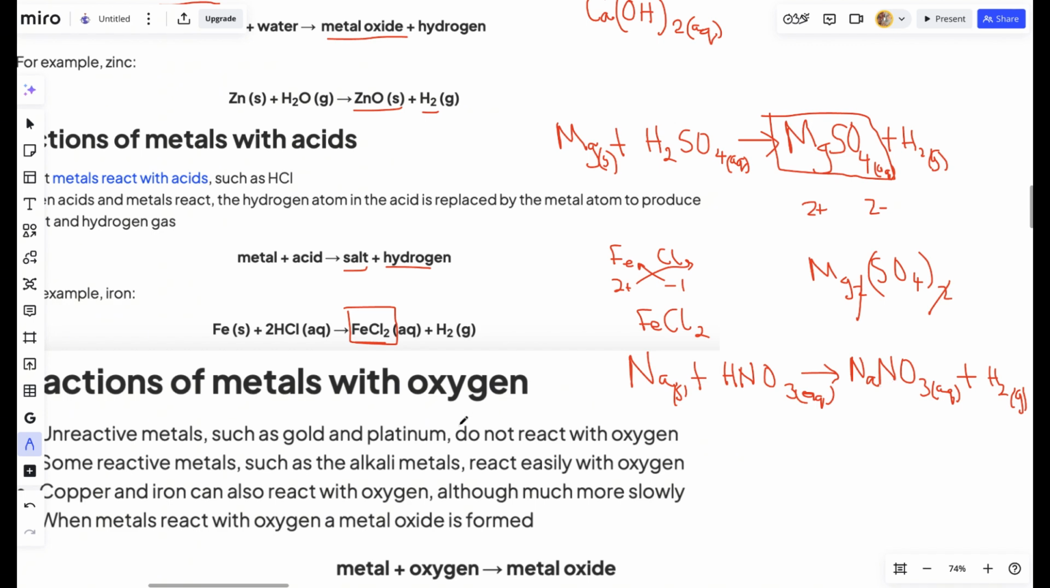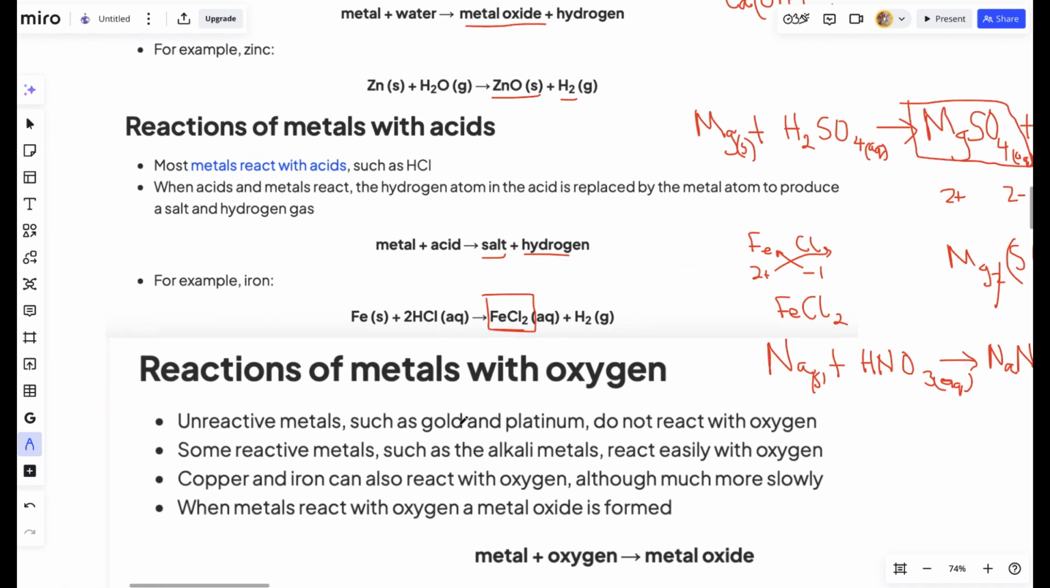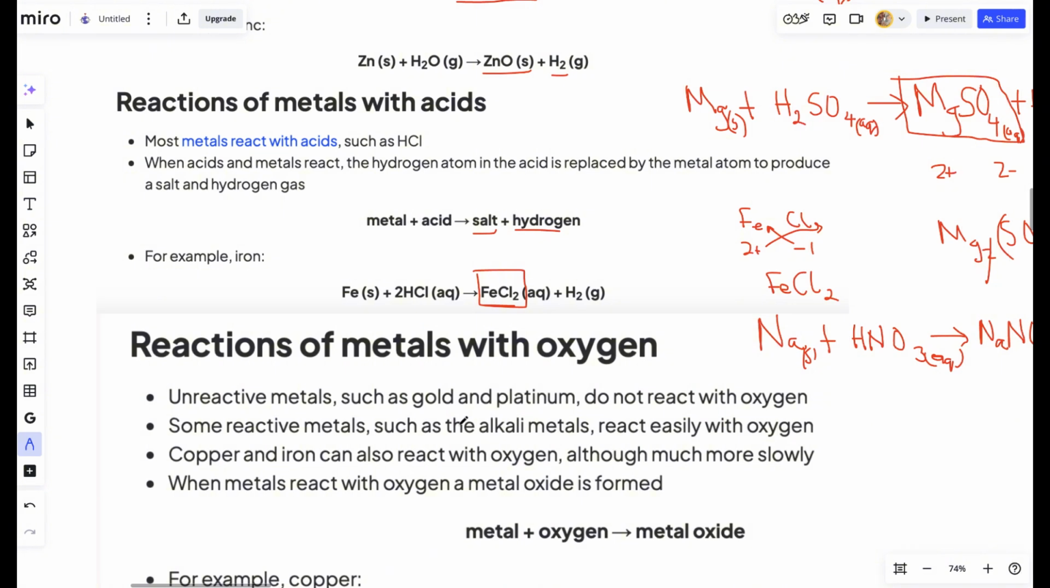Now this is one of the properties of metals reacting with acid. We talked about reactions with metals. We talked about metals reacting with water, both cold water and hot water. That's the first reaction. The second reaction, I went to the reaction with acid. I've used different types of acid. I've used hydrochloric acid, when we took iron reacting with hydrochloric acid to produce iron(II) chloride and hydrogen gas.